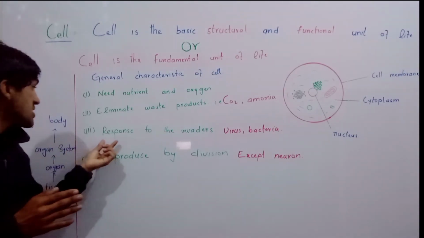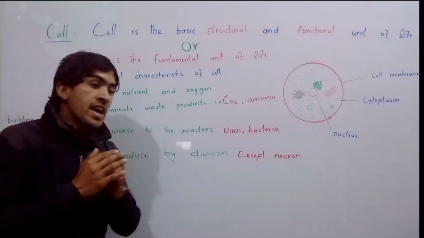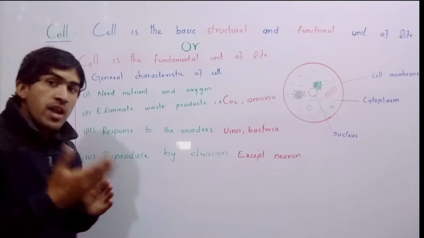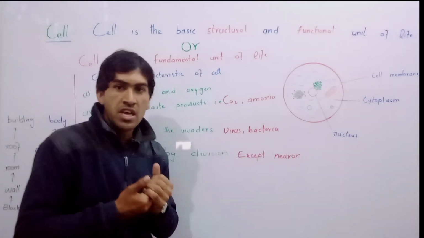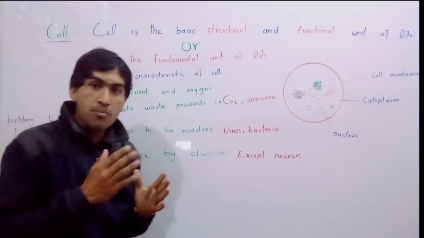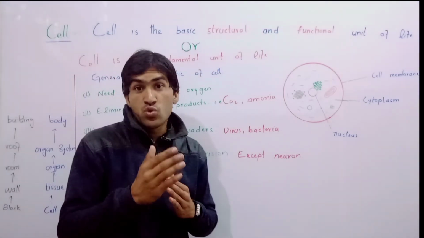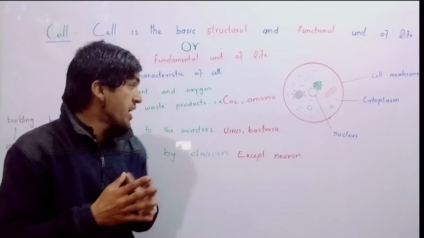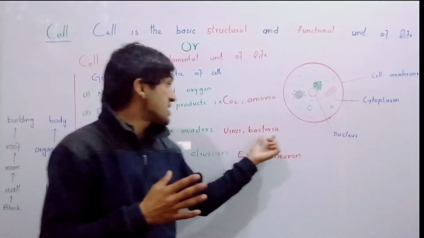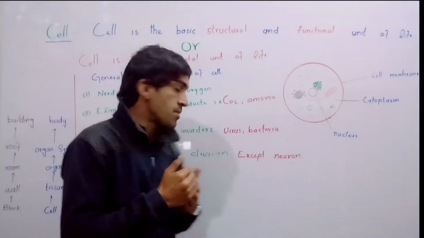The third one is response to the invader. It means that if foreign particles such as virus, bacteria, or any other toxin enter the cell, the cell must show an immediate response to that particle and will try to destroy it to save itself.